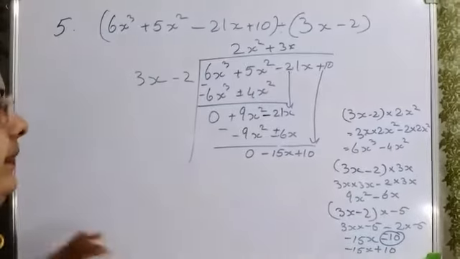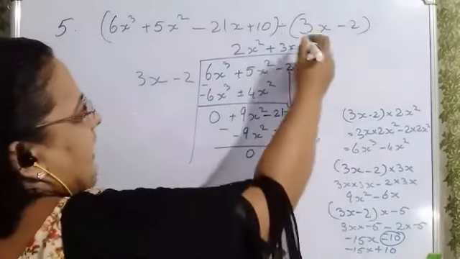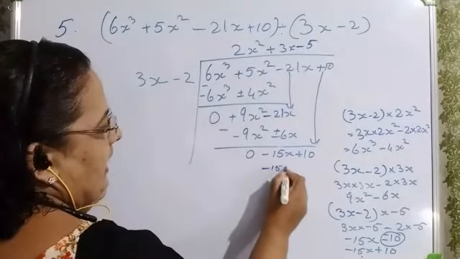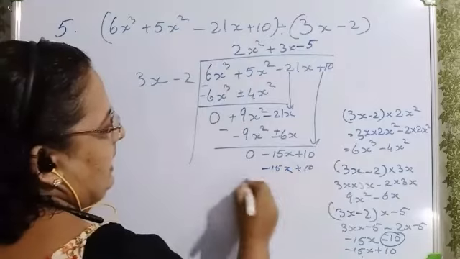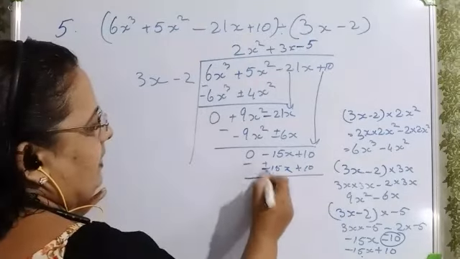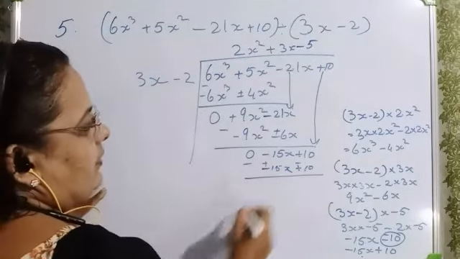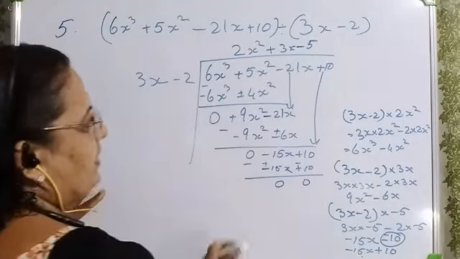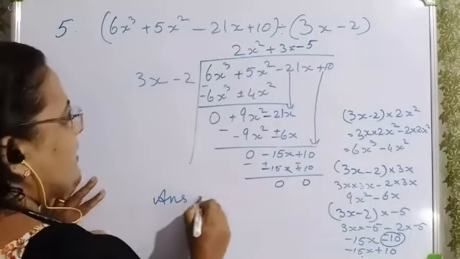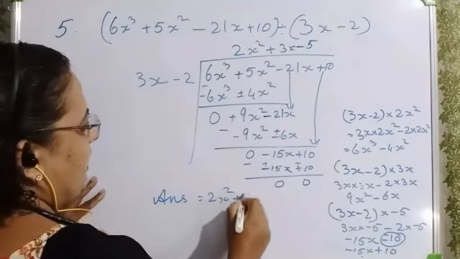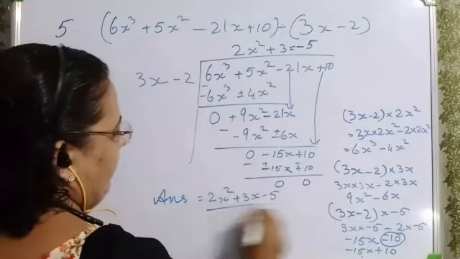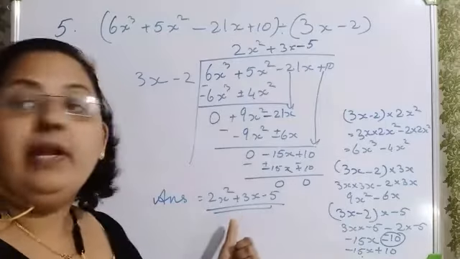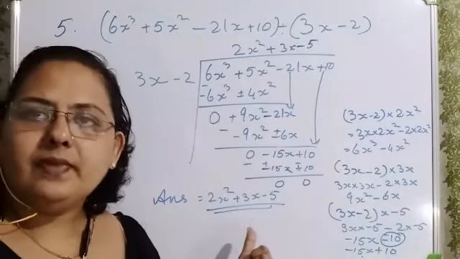Okay. Now, this minus 5 has to be written on the quotient place. And here we will write this minus 15x plus 10. Subtract it. This will become plus and this will become minus. So minus 15x plus 15x, 0. 10 minus 10 is 0. So the answer we got is 2x square plus 3x minus 5. There is no remainder. Remainder is 0 here. So no need to write the remainder in the answer part. Okay.